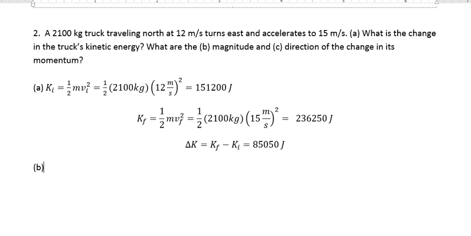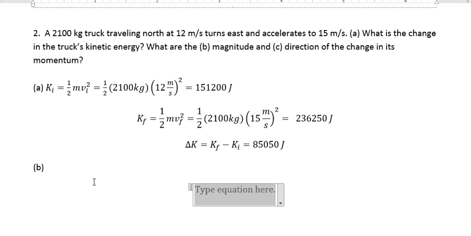All right, part B is a little different, because momentum is a vector. And so we have to take into account the directions, right? So first 12 meters per second north, then 15 meters per second east. We'll call north j hat, and we'll call east i hat, and we'll write this down.